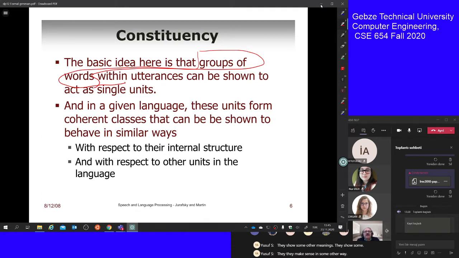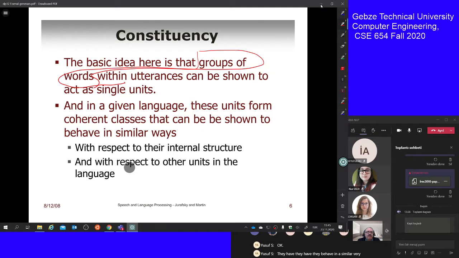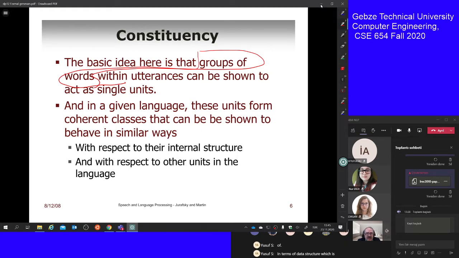These units form coherent classes in terms of their relationship with the other units. They behave in a similar way in terms of their structure with respect to other units, and also they show structure with respect to their internal structure. So two things: these constituents have some internal structure, and they have specific relationships with the other constituents in the same sentence.